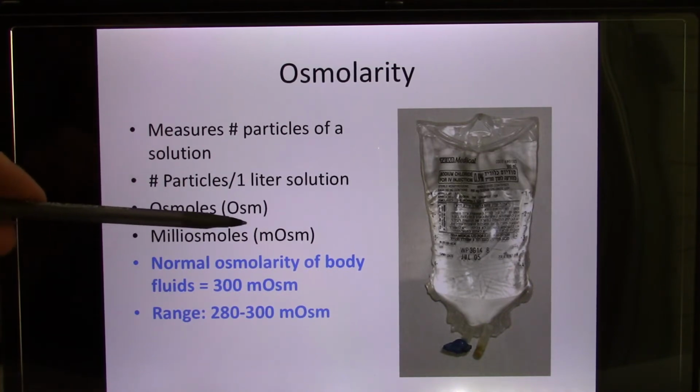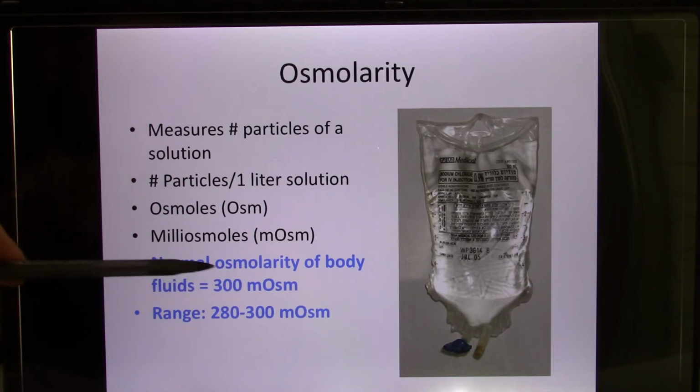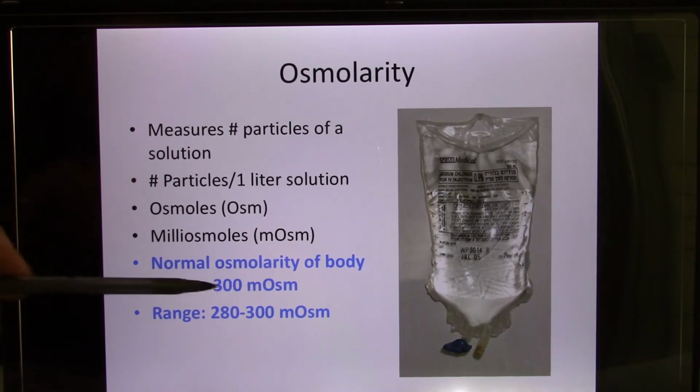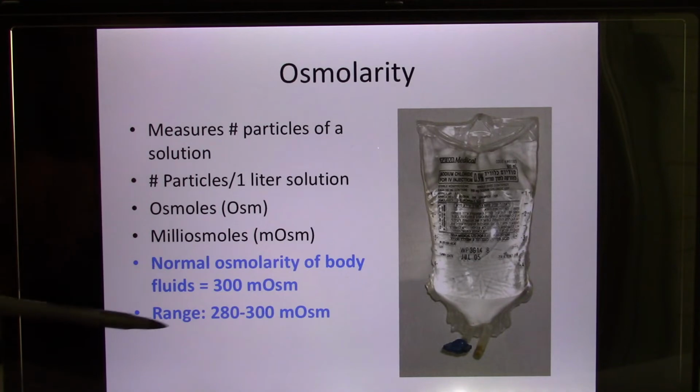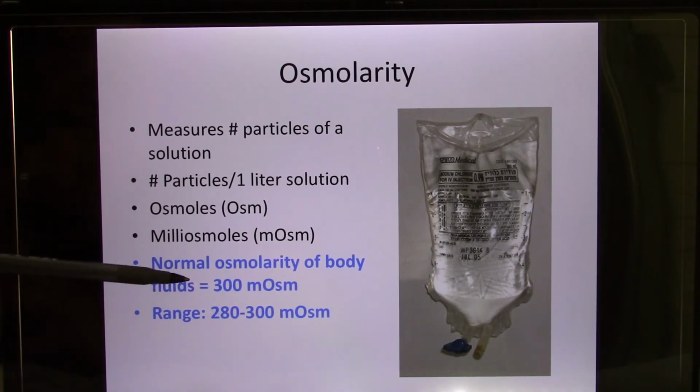So osmole considers how many real particles you have. Or you can use milliosmole. Milli is 1,000, right? 1/1,000. So we talk about this in the matrix lab. And the normal osmolarity of your body is about 300 milliOSM or 0.3 OSM. So that's the normal concentration. And you have a small wiggle room, like your body temperature, like your body pH.